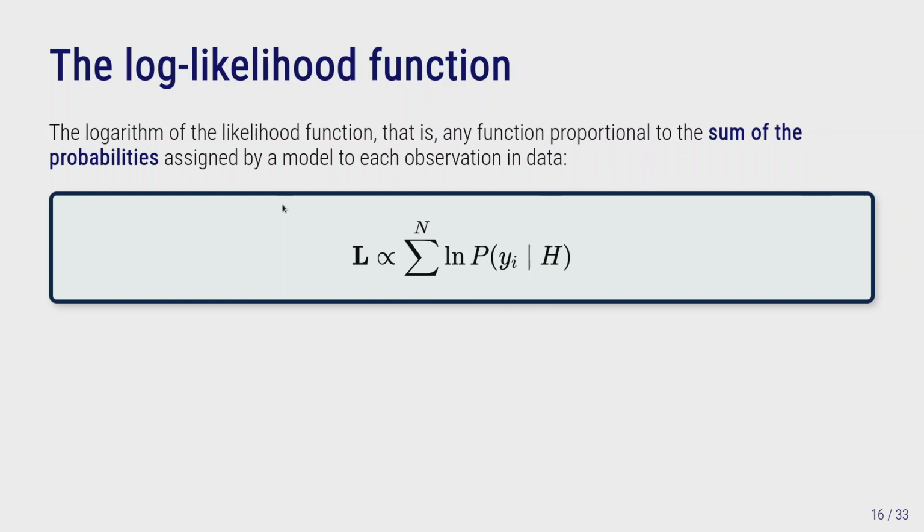To ease calculations, we use the log of the likelihood function. This is called the log likelihood function. And when you take logs of products, these products become sums. And this is a convenience of that. So the definition of the log likelihood function is that any function that is proportional to the sum of the log of the probabilities that a model assigned to each observation, okay?